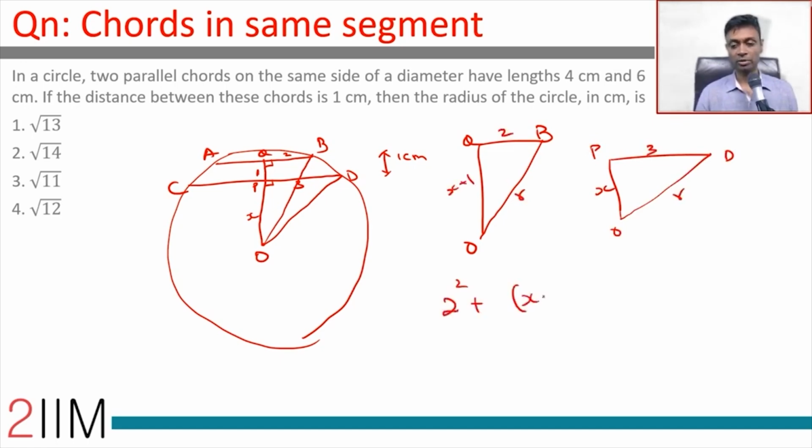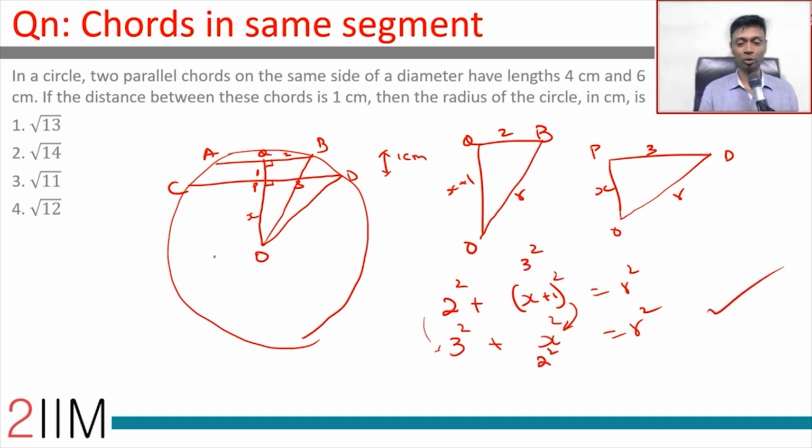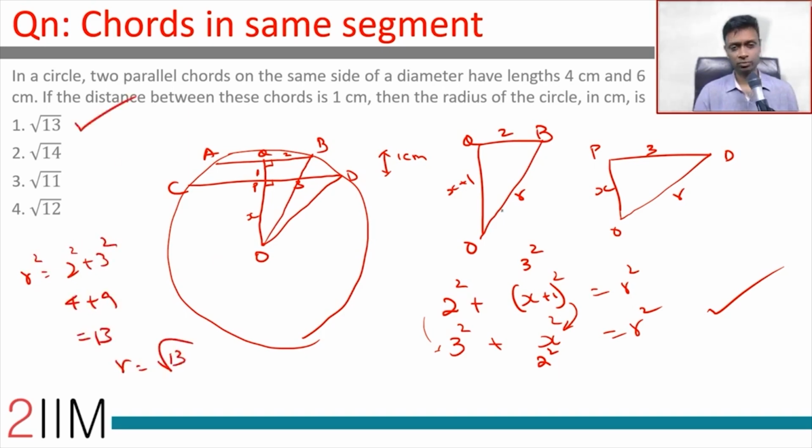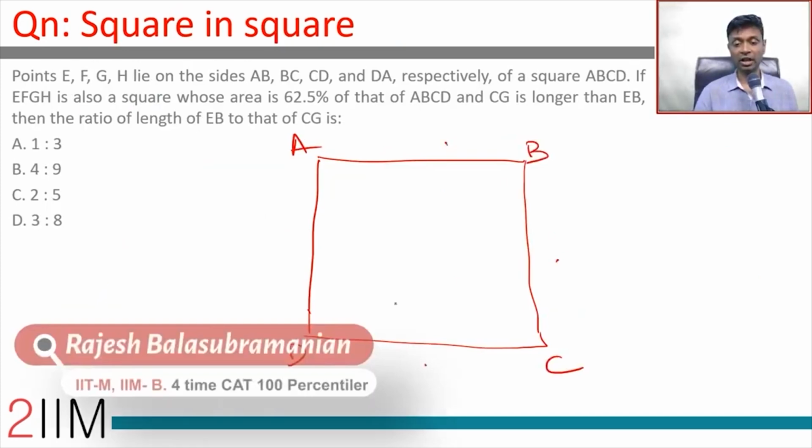2 square plus x plus 1, the whole square is r square. 3 square plus x square equals r square. This increases by 1, this decreases by 1, and one offsets the other, or this should be 3 square, it should be 2 square, done. Or x is 2. The radius r square is nothing but 2 square plus 3 square, or 4 plus 9, which is 13, or radius is square root of 13. Done.